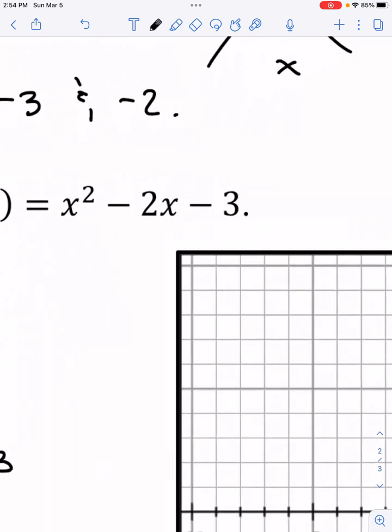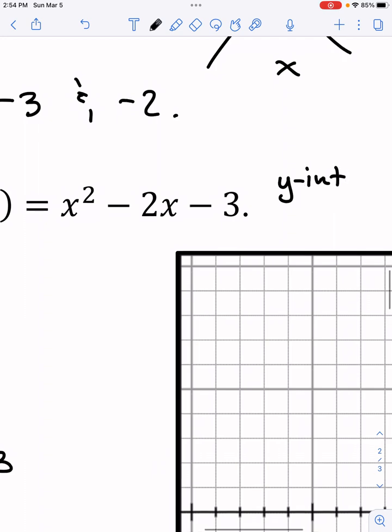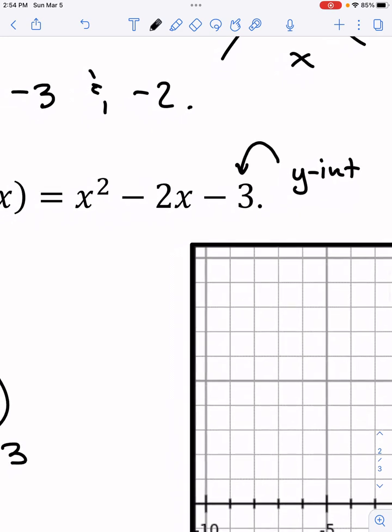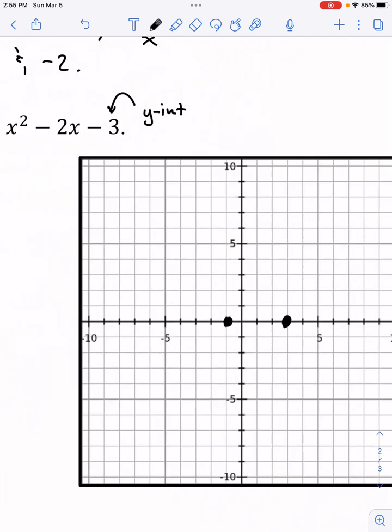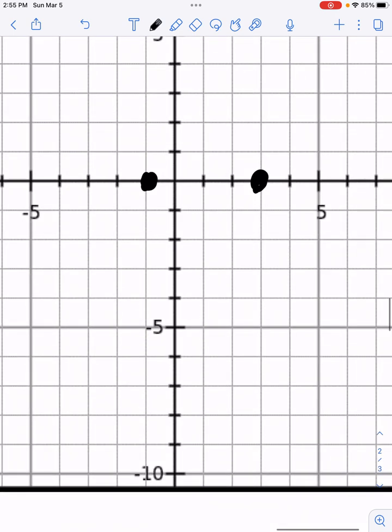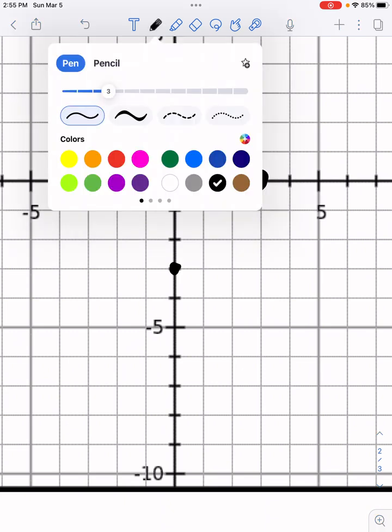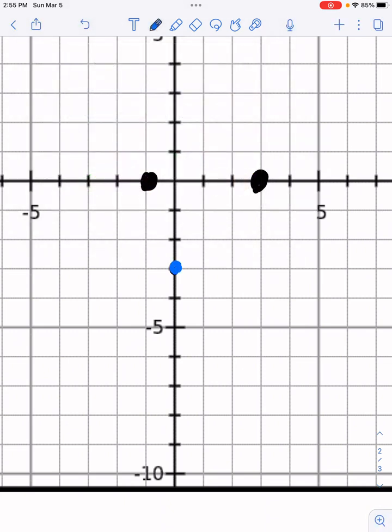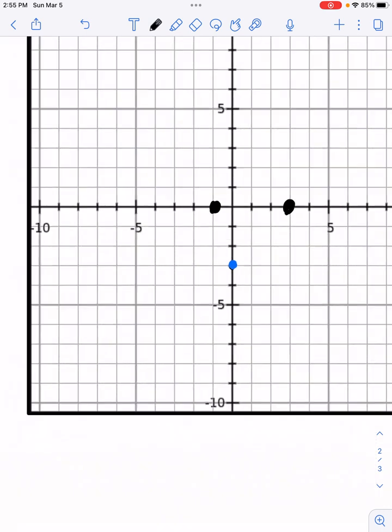Since this is in standard form, if you remember from our last notes, for the y-intercept, we set x equal to 0. The y-intercept is just this number right here, so -3 on the y-axis. So you can even get more information. -3 on the y-axis is right here. I'll put this in a different color so we know where that point's coming from.